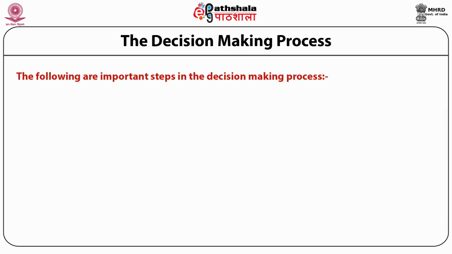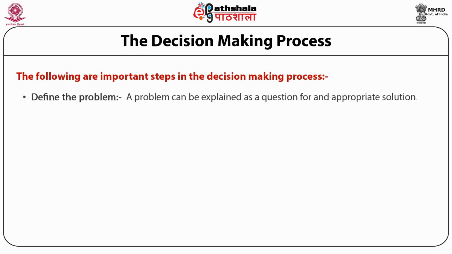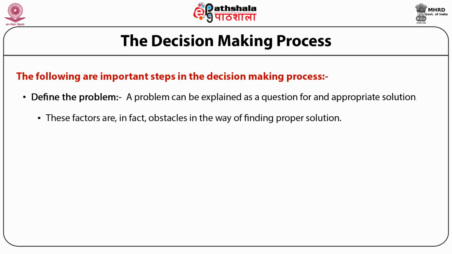The decision making process. The following are the important steps in the decision making process. Each step here may be supported by different tools and techniques. The very first step: define the problem. A problem can be explained as a question for an appropriate solution. The manager should consider critical or strategic factors in defining the problem. These factors are, in fact, obstacles in the way of finding proper solutions. These are also known as limiting factors.